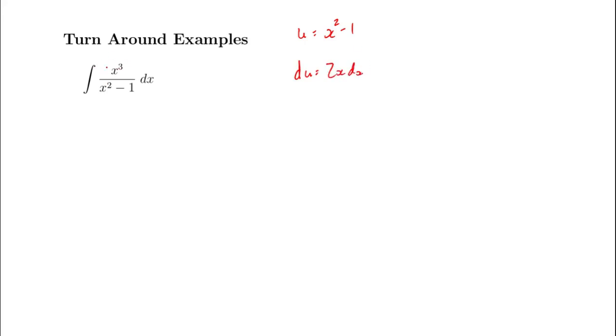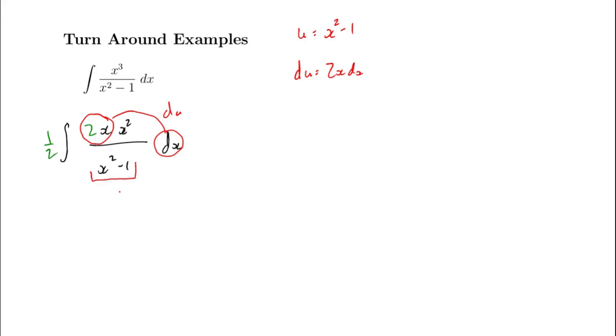All right, so I'm going to take this x cubed and split it up, right? So I'm going to say x cubed, this is really x times x squared over x squared minus 1 dx. And now I can put my 2 in here and my half out front. This part and the differential together make du. This part makes u. And so what's the part that we're missing? Oh, it's x squared. Again, we can say, oh, look at this.